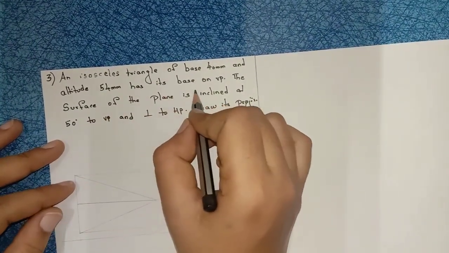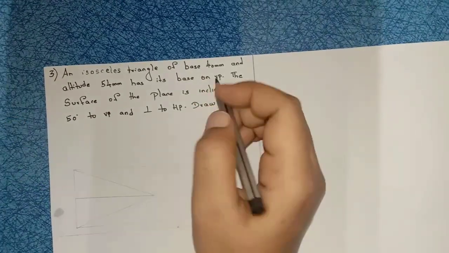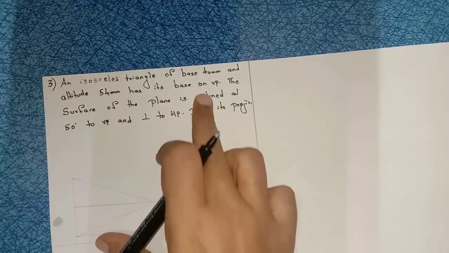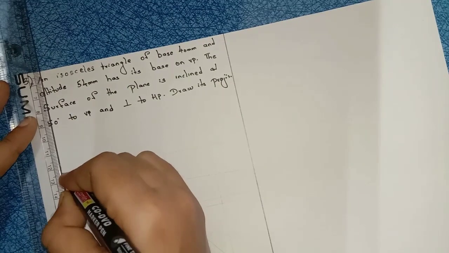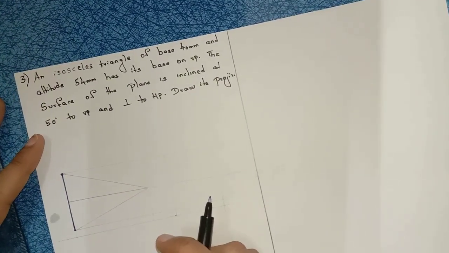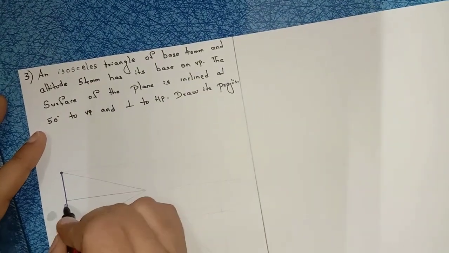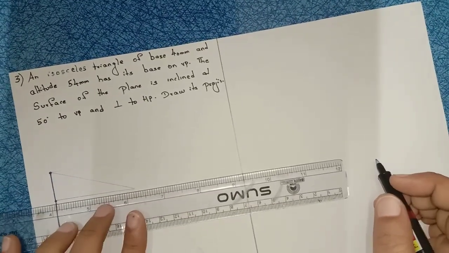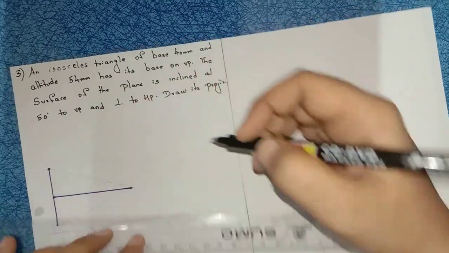Right, as its base is on VP, this base you should construct on VP. Right, so let us see how to construct this one. Base is how much? 40 mm. Right, so I am constructing the base on VP. Then next, altitude is 54 mm. I am marking the midpoint. Right, now I am taking the altitude, means height, here 54 mm.